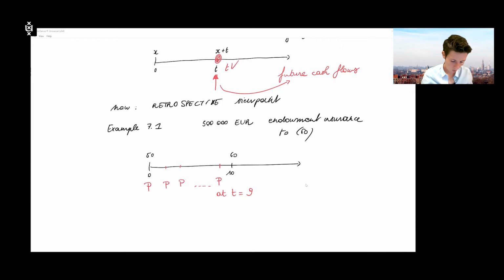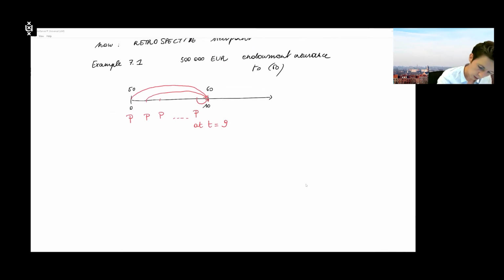Now I ask myself, what is this stream of premiums, and what is its accumulated value at time 10? So I'm going to value the whole thing at time 10. I go from time 0 to time 10, from time 1 to time 10, and so on, from time 9 to time 10. That's for the premiums.